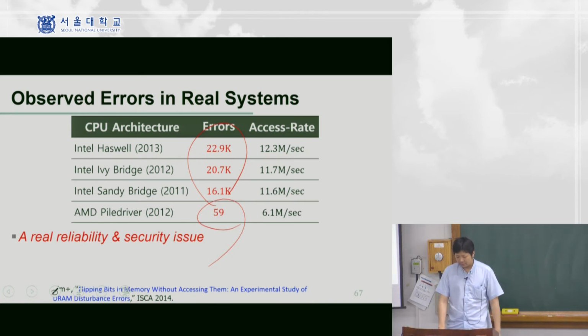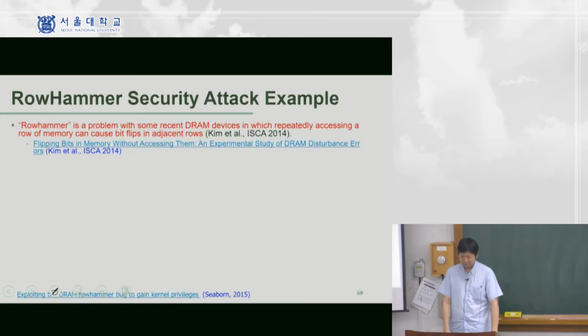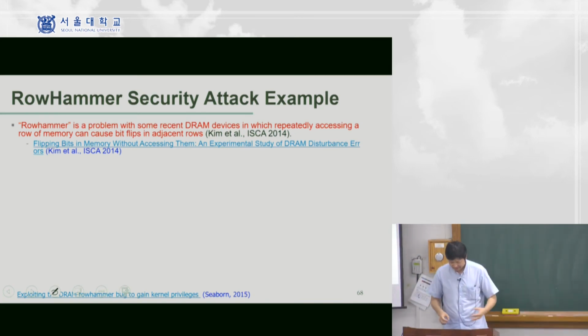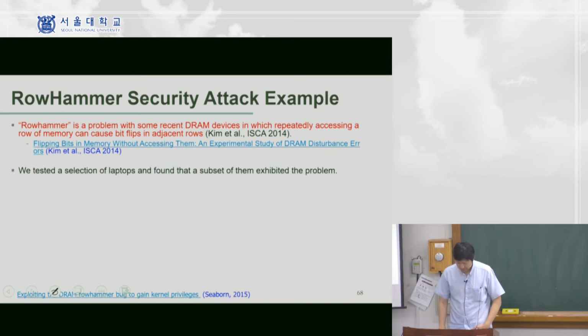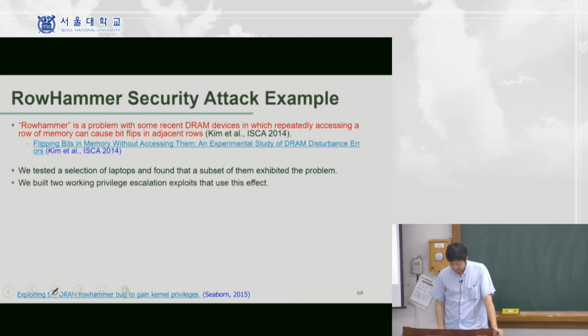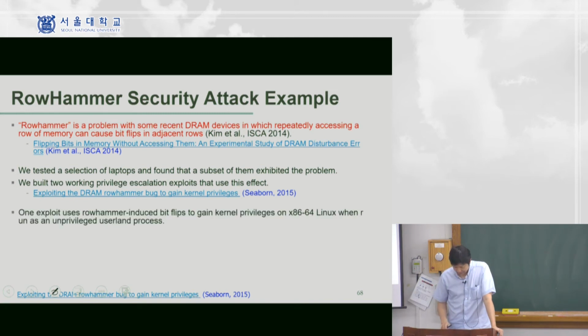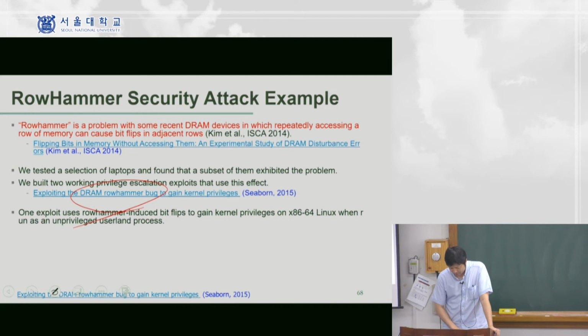And after this problem was announced, Google guys came up with a technique to take over kernel privilege using this technique. So this is the first one. This paper is about the problem. Row hammer is a problem with some recent DRAM devices in which you can flip bits without accessing them. They found multiple DRAM vendors went through the same row hammer problem, and later the Google guys came up with a technique using the row hammer bug to gain OS kernel privilege. So it can be a serious performance bug, a serious security problem.